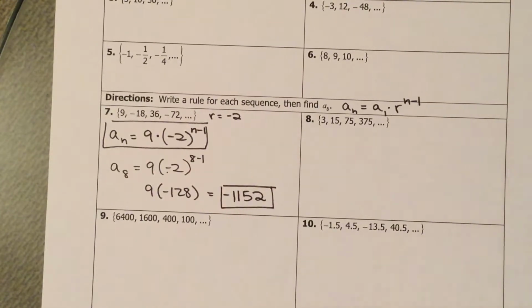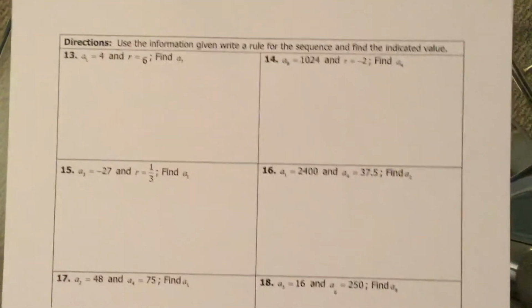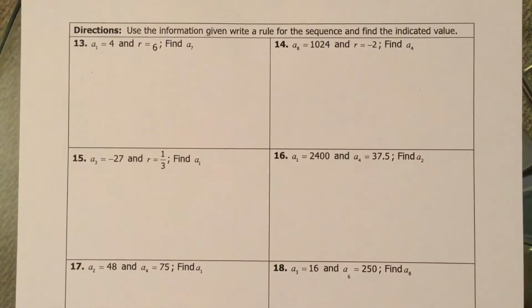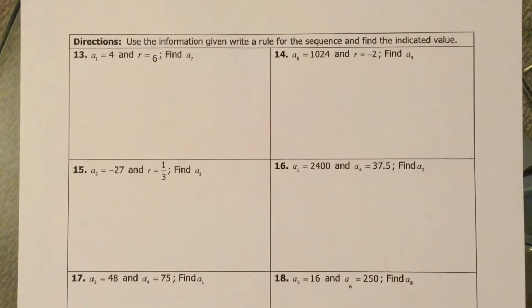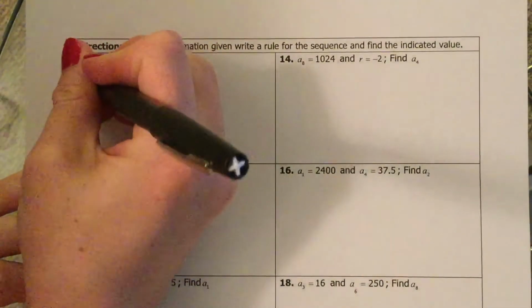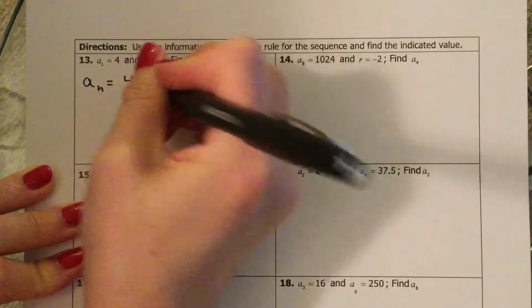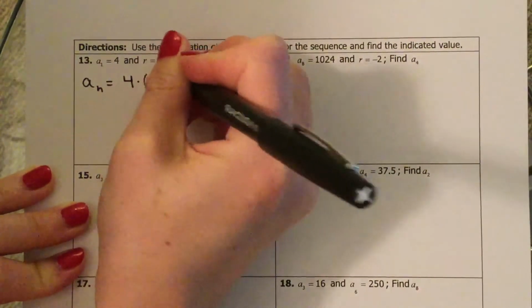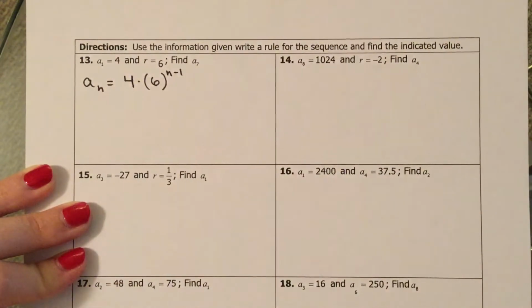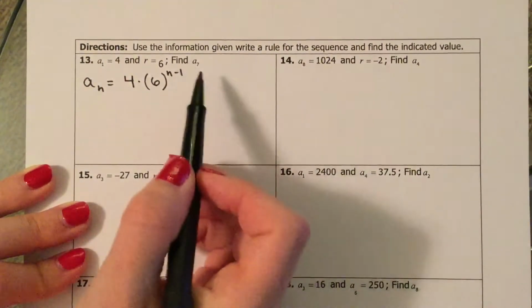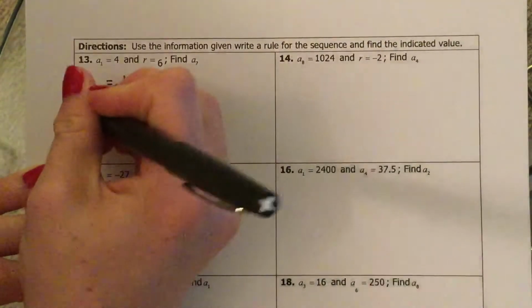All right, let's see. Next page, we'll do number 13. So we want to write a rule again. So this one, you're given the r. These ones are actually a little bit more straightforward, and some of them you're given another sequence later on, so you can divide that out a couple times, figure out what r would be. So writing a rule, same formula that we had before: a sub n equals a sub 1 times the common ratio raised to the n minus 1 power. So we set that up for number 13, and then you want to find a sub 7.